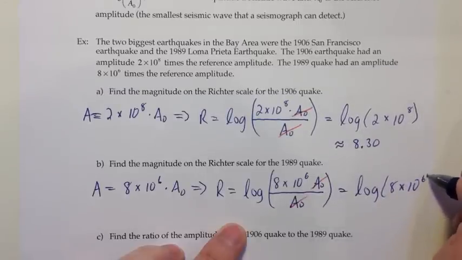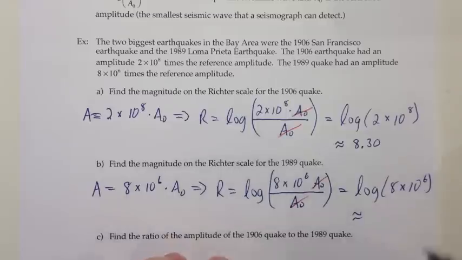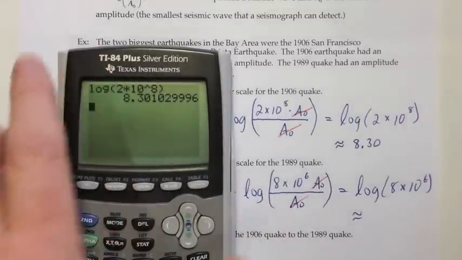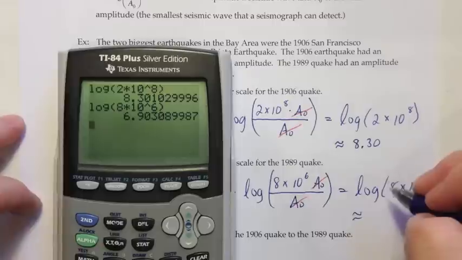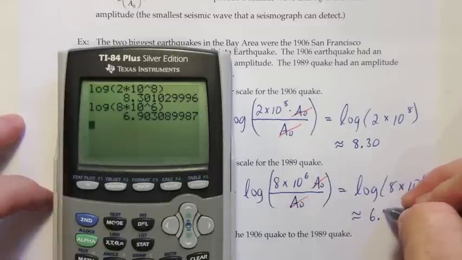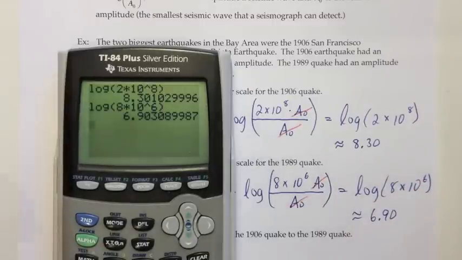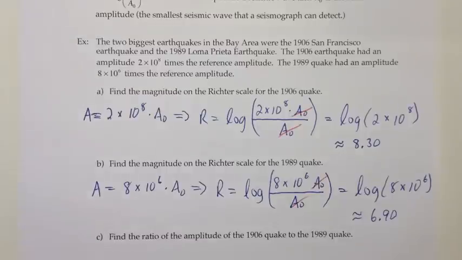Again, it's a common log, so that's one we can do on the calculator. So we'll go do that, round it to a couple decimal places. So log of, and what do we have this time? 8 times 10 raised to the 6th, and that would be about a 6.90 magnitude earthquake on the Richter scale. So that is the way that is computed.